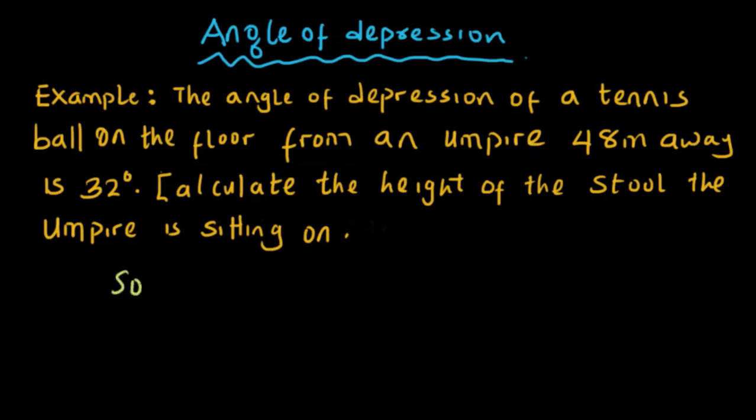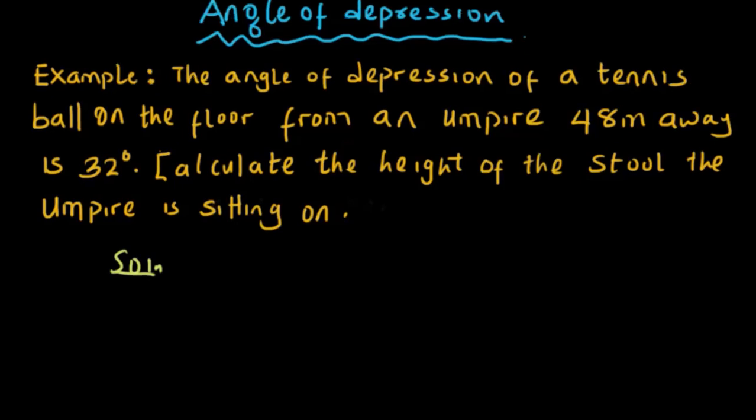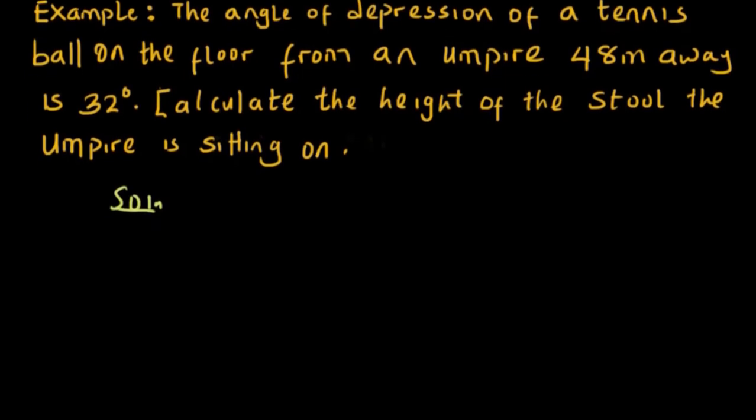Now let's try to solve this. So I know you know an umpire. An umpire is someone that kind of regulates things in a long tennis match. Now we are told here that the angle of depression of a tennis ball on the floor. Now it means that we've got a tennis ball probably on the floor somewhere here from an umpire. Remember, I told you that you have to be careful of this word from. So the angle of depression is from the umpire, and the umpire is usually seated on a stool.